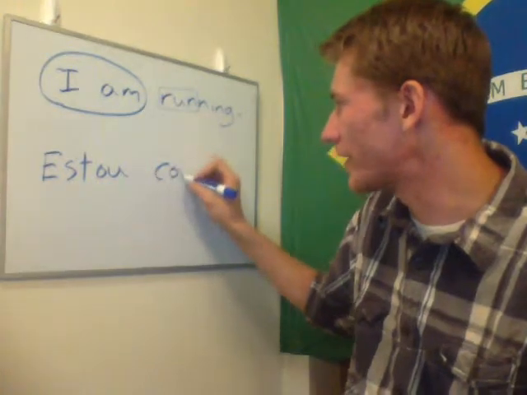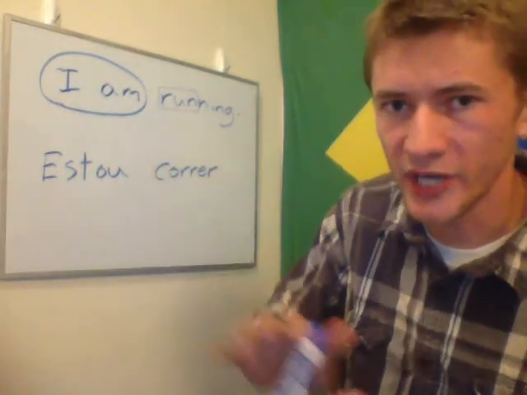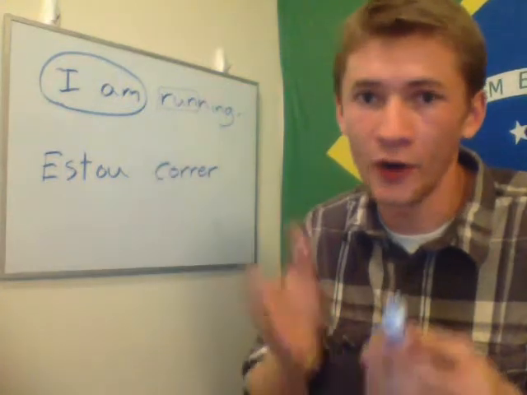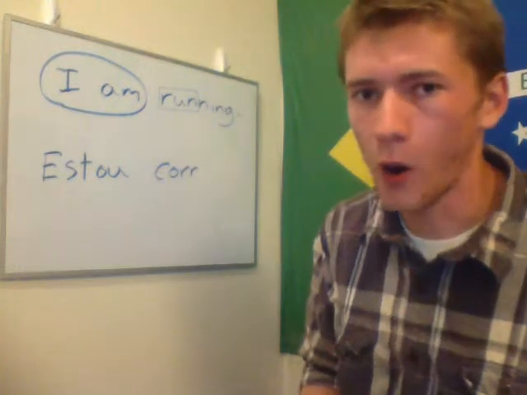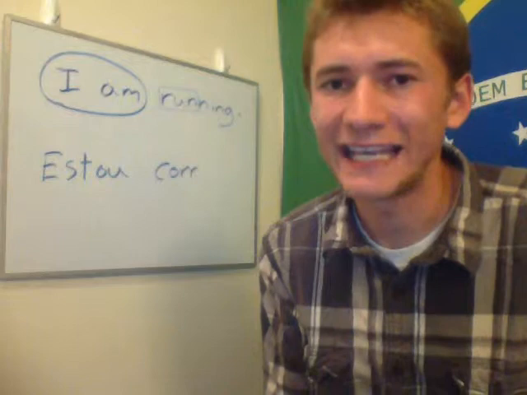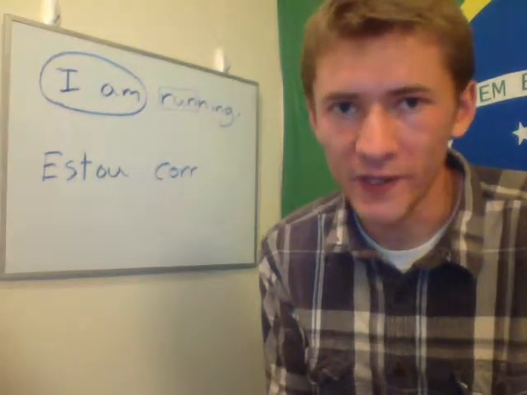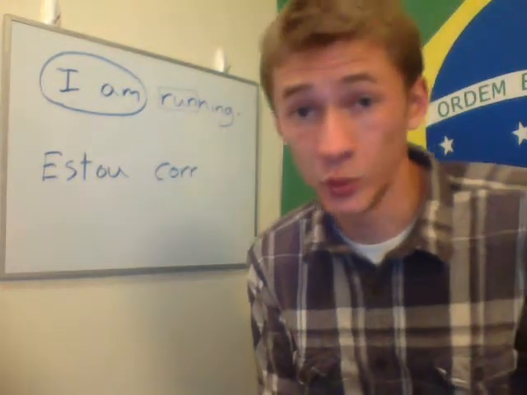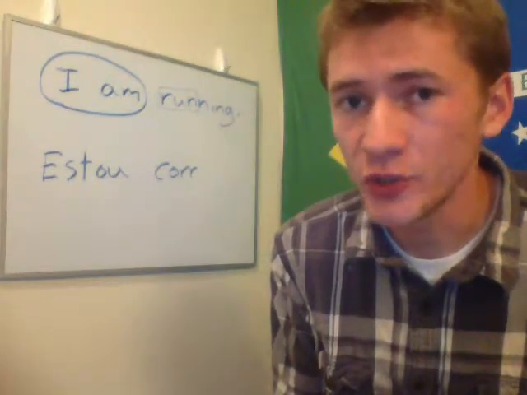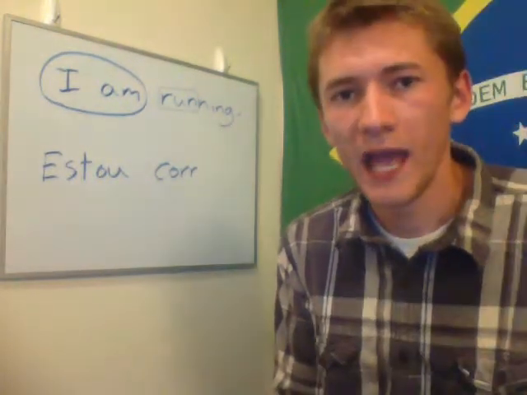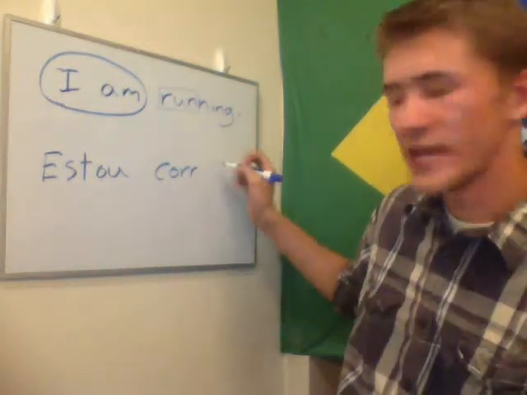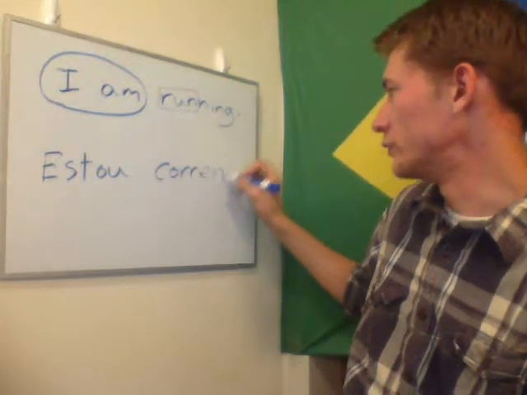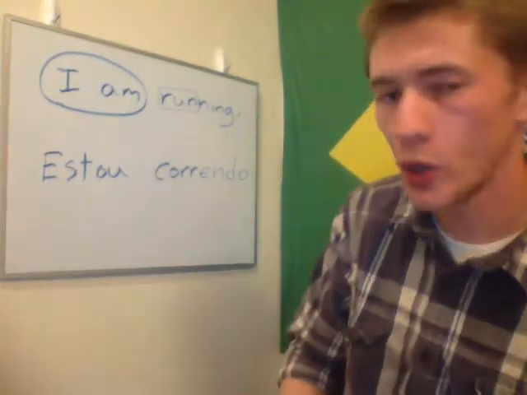We have correr. Now in most verbs, when we conjugate it, we take out the ER or the IR or the AR. In this case, we do the same thing. So let's just take that out, and we're left with cor. Now here in Portuguese, when we want to say ing, there's two ways of doing this. There's ando and endo. When the verb that you're adding an ing to is an AR verb, you use ando, and when the verb ends with an ER or an IR, that's when you put down endo. So you take out the ER and you add in endo, and you have estou correndo.